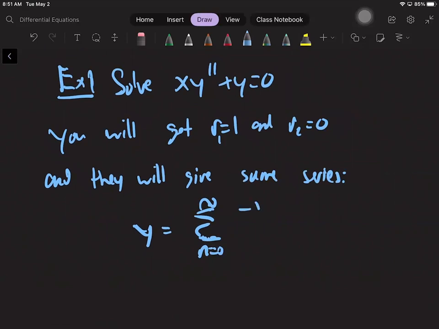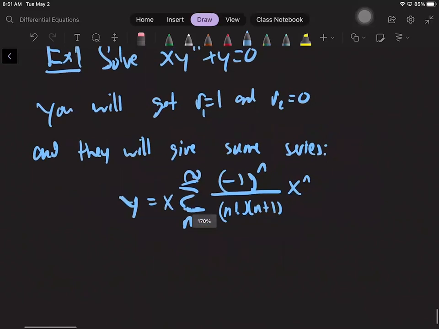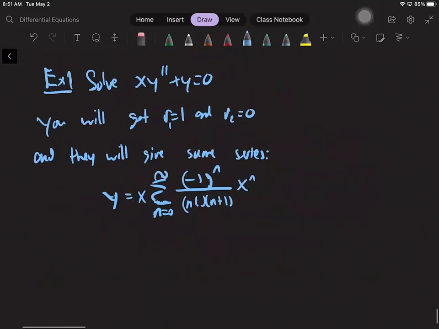It looks like this. This is what you'll end up getting. Come on. And factorial, n plus 1, x to the n. You'll be able to take out 1 x. So you'll get the same series twice. Okay, so this can also happen.